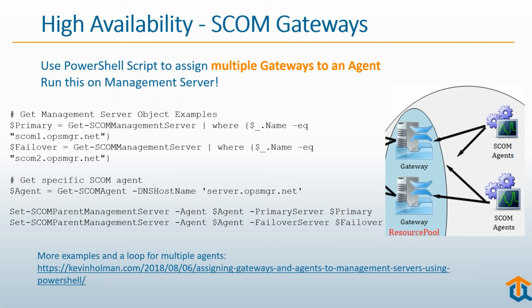So there are more examples of these, and also one with a loop for multiple agents, so you can just go through the script for all applicable service agents in one go. You can go to Kevin Holman's site through that link over there, and you can find it. Otherwise, a simple query will find it easy enough.